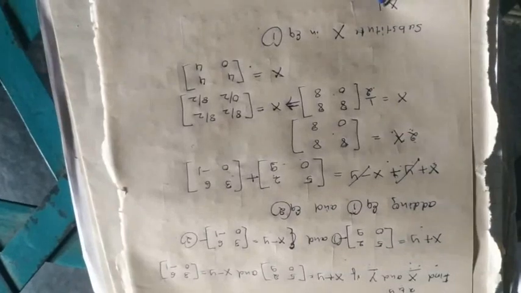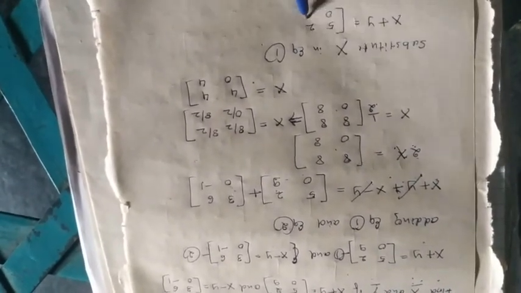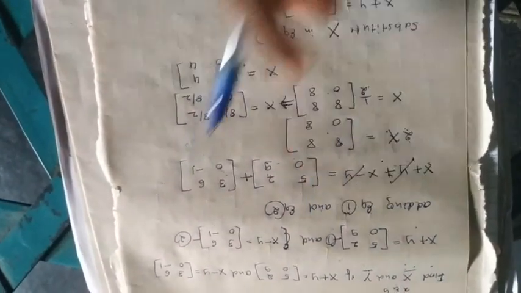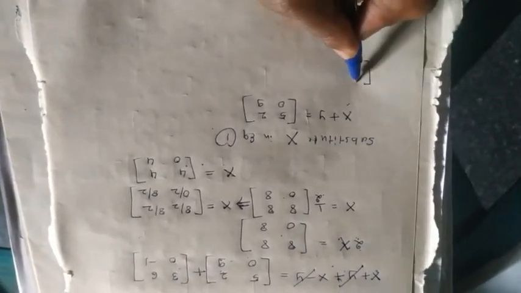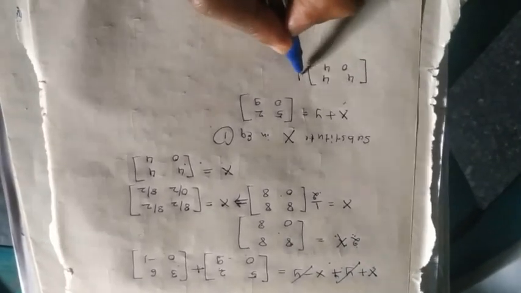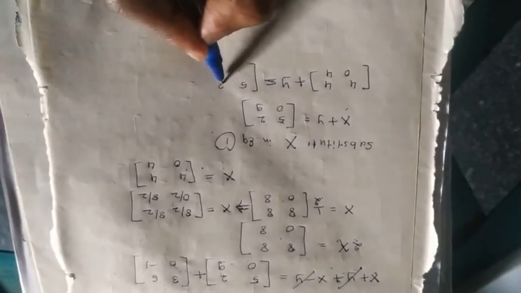What is equation 1 we have? That is X plus Y is equal to 5 2 0 9. This is equation 1 that I have already taken here. Then take this X matrix here. What is the X matrix we get here? 4 4 0 4 plus Y is equal to 5 2 0 9.